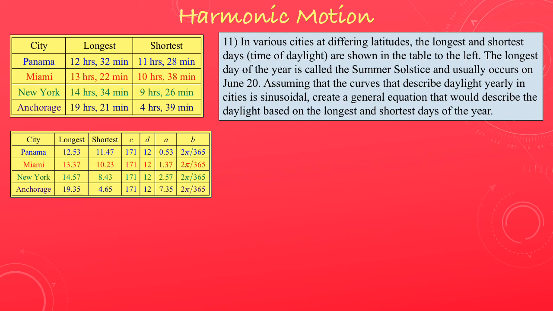For D, the axis of symmetry, it is 12 for all cities, as the longest day plus the shortest day always adds to 24. And the period is 365 days, so for all cities, B equals 2 pi divided by 365. So the only variable that actually is different for all cities is A, the amplitude, the height of the curve above the axis. For Panama, it is 0.53. For Miami, 1.37. New York, 2.57. And Anchorage, 7.35.